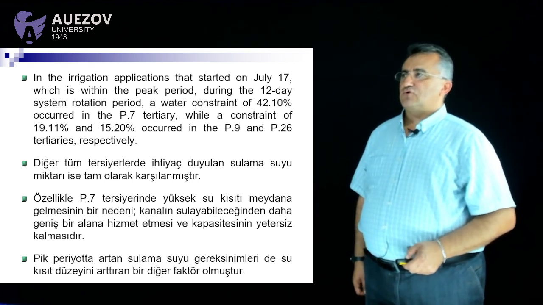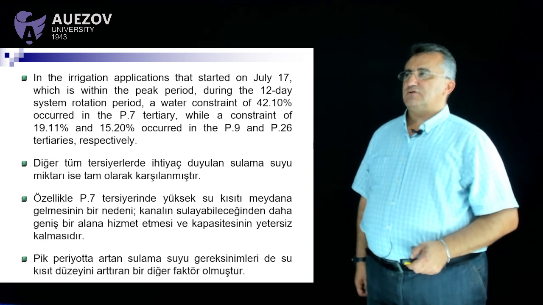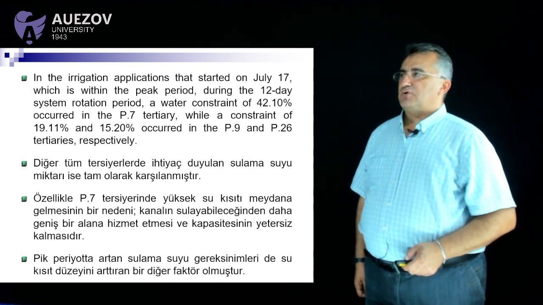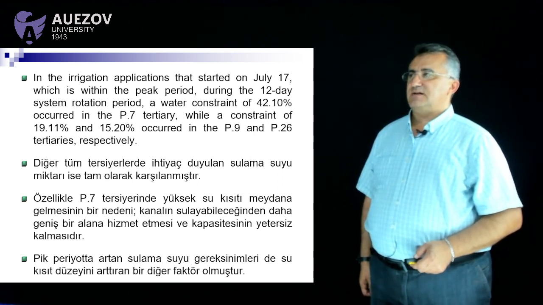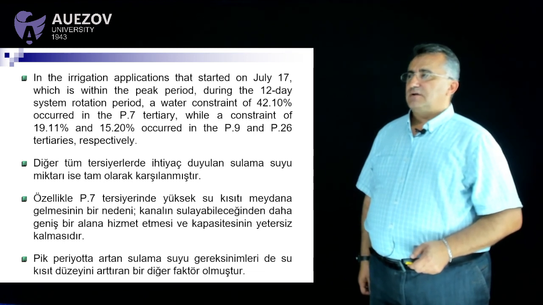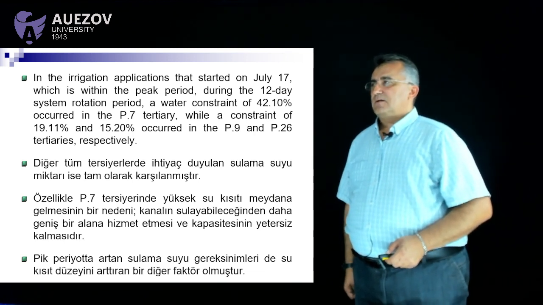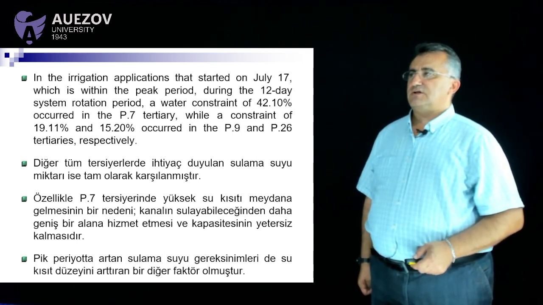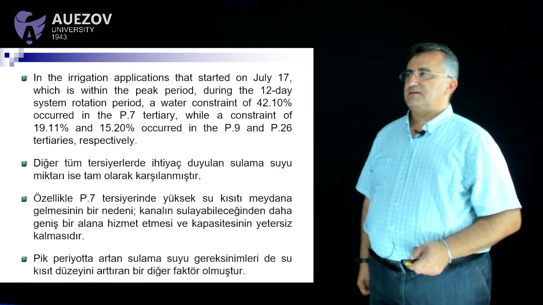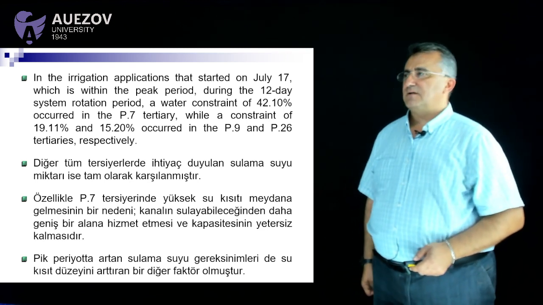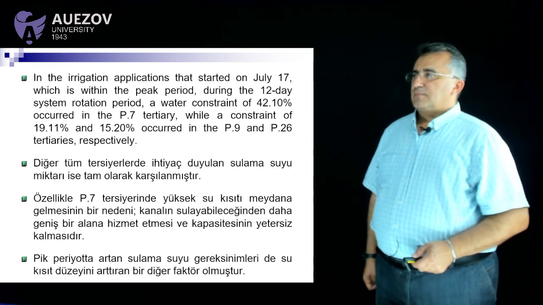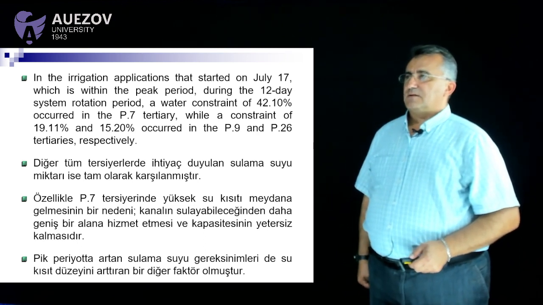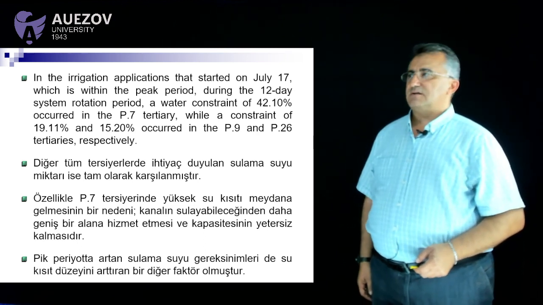In the irrigation applications that started on July 17, which is within the peak period, during the 12-day system rotation period, a water constraint of 42.10% occurred in the P7 tertiary, while a constraint of 19.11% and 15.20% occurred in the P9 and P26 tertiaries, respectively. Also, the other tertiaries' water requirements are completely met.